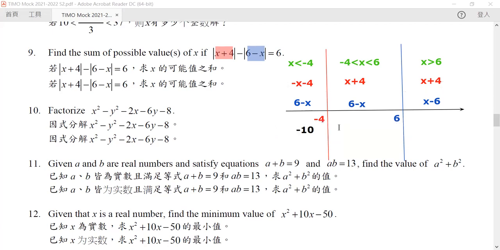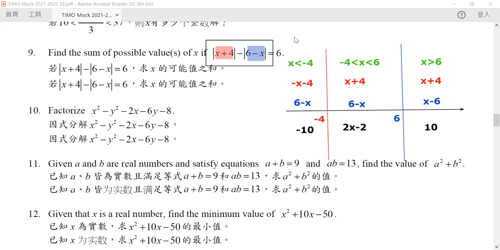So for the middle part, this is x plus 4 and 6 minus x, then x plus 4 minus 6 plus x, so this will be 2x minus 2. The middle part will be 2x minus 2, and the third part, because x plus 4 minus x plus 6, will be equal to 10. So we have 3 different sets of values. Whenever x is less than negative 4, the expression on our left will always be equal to negative 10. For the expression between negative 4 and 6, it will be equal to 2x minus 2. And for x greater than 6, it will always be equal to 10.